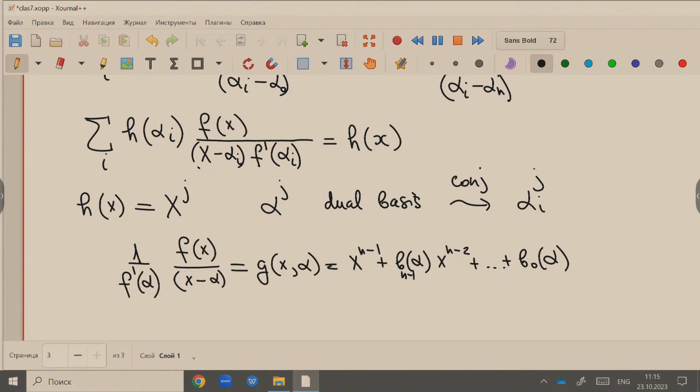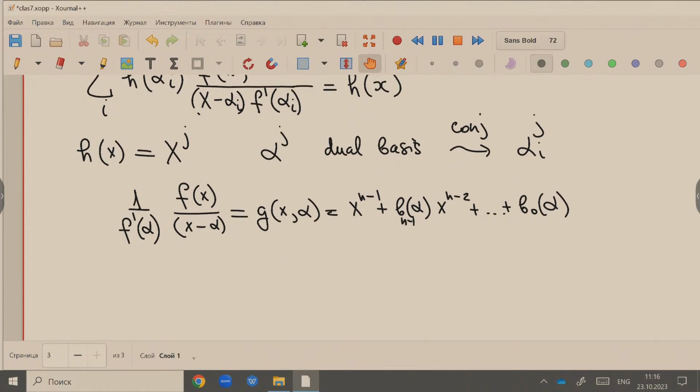So let me write that again. You have f prime of alpha times this polynomial g of x and alpha, and of course this polynomial has coefficients that are just polynomials in alpha. You can divide it formally and write down formal expressions for these coefficients.